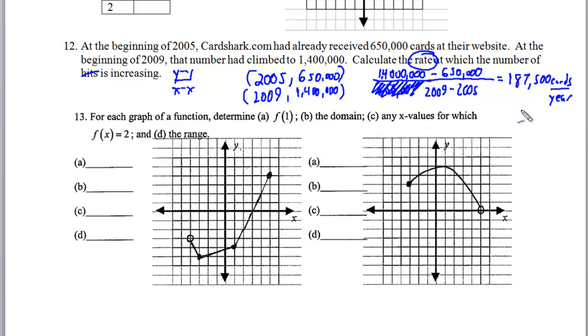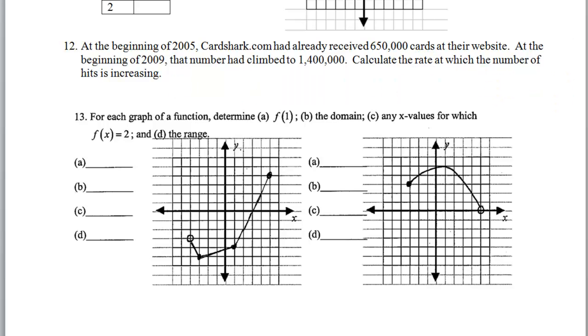Do not put it over 1. I know this is a big number over 4, but when you divide the two numbers, you get a whole number, and you would not leave something unsimplified. So this is the answer I'm looking for there. So y minus y, those are your card values, and x minus x, those are your year values, keeping the order the same.